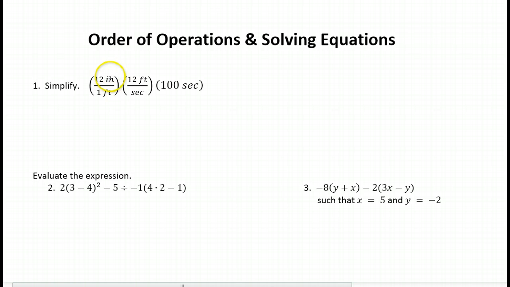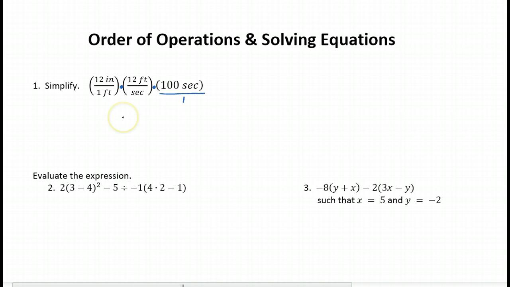The first thing I notice is that I have two fractions and then 100 seconds, which is just a whole number. So when I multiply fractions, I like all parts to be fractions. So I'm going to put that over 1. Secondly, I said multiply. Well, I know it's multiplication because those parentheses are right next to each other and there's no other operation listed. There's no plus, minus, or division symbol. So we know that we have to multiply. So now I have three different fractions that I'm going to multiply together.